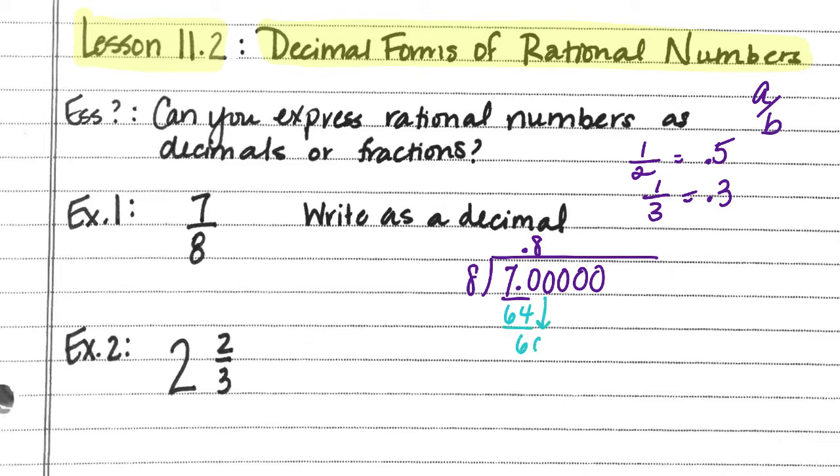And we're going to drop down. 8 goes into 60. 7 times. 7 times 8 is 56. And 8 goes into 40. 5 times, and this is where it ends.